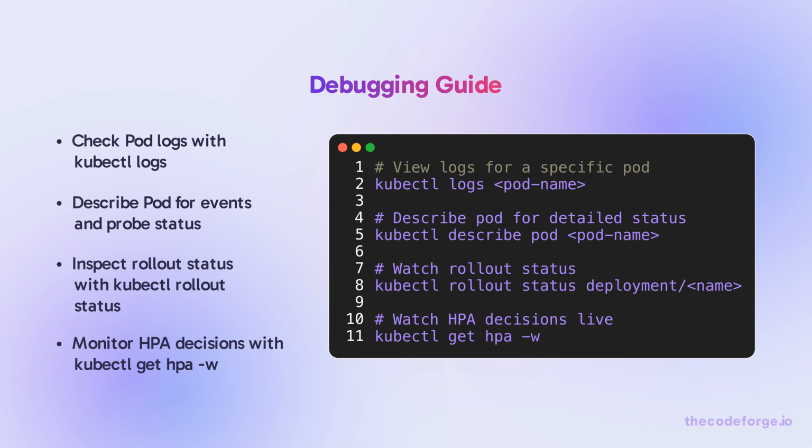When debugging pod and deployment issues, start with kubectl logs to see application output. Use kubectl describe pod to check events and probe status. For rollout issues, use kubectl rollout status. Monitor HPA with kubectl get hpa -w.